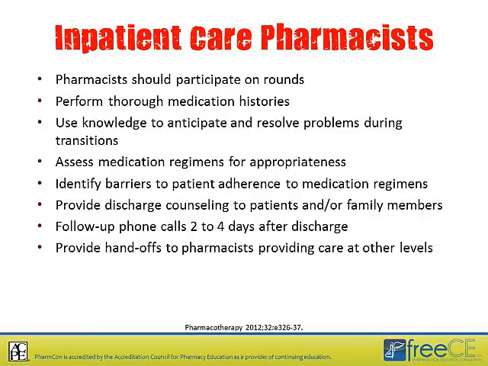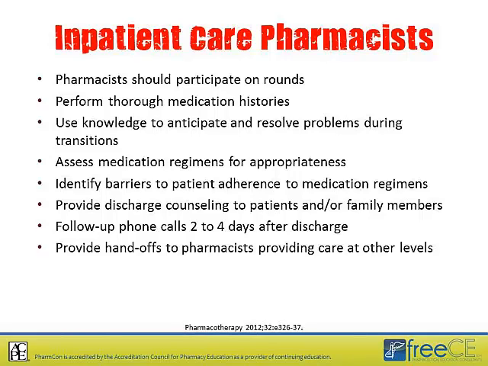Anyhow, that aside, that's something I think I'm interested in looking at in the future, but to take a look at what the specific roles that have been identified for pharmacists in various practice settings. This by no means is exhaustive, but these come from a white paper that was recently published at the end of 2012 in Pharmacotherapy. So what should inpatient care pharmacists be doing?